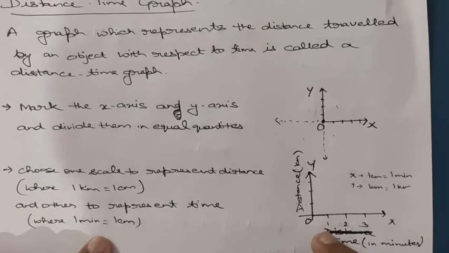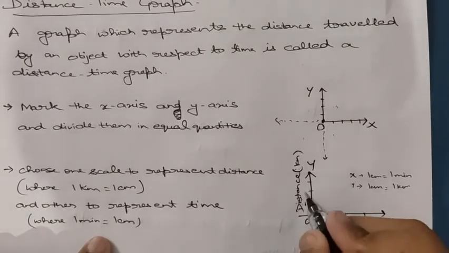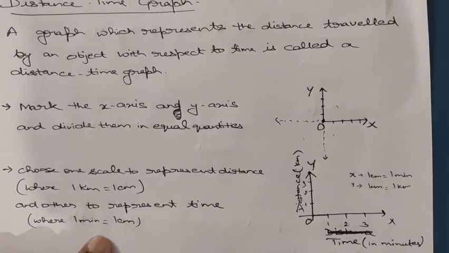Here 0 to 1 is 1, 1 to 2 again 1, 2 to 3 again 1, and similarly over here 1 kilometer, 2 kilometer and 3 kilometer. We have to divide them equally. This is very important, to give the scale.